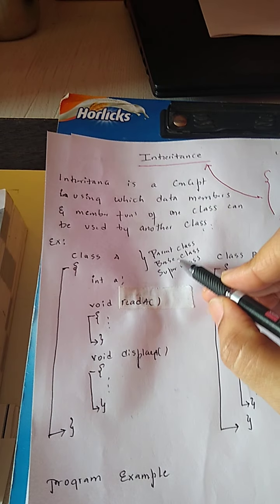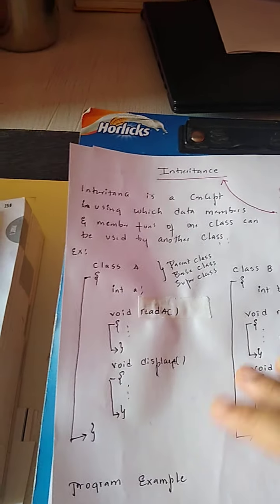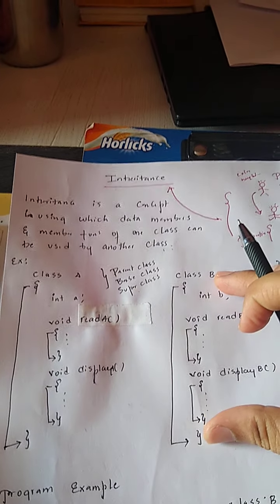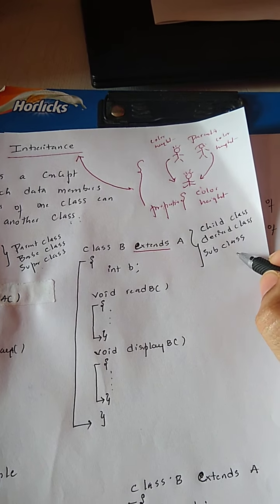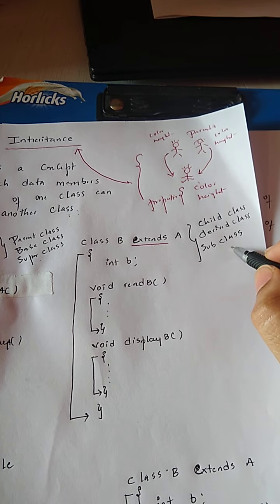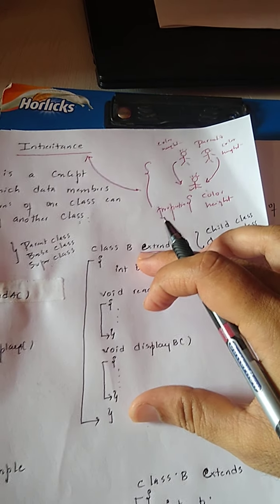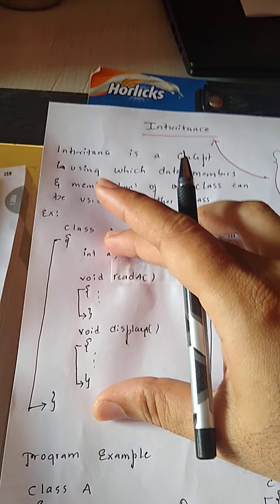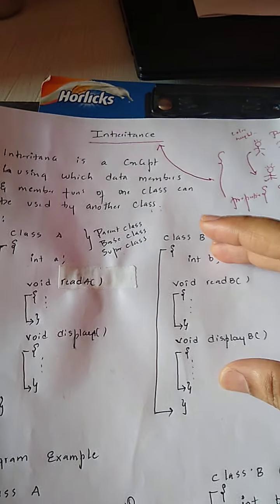Now after writing this, your class A is going to become a parent class, or in other words, we can call it a base class or super class. And class B is going to become a child class, derived class or subclass. So using the object of B, I can access these three along with this one. We'll see that with a complete program.